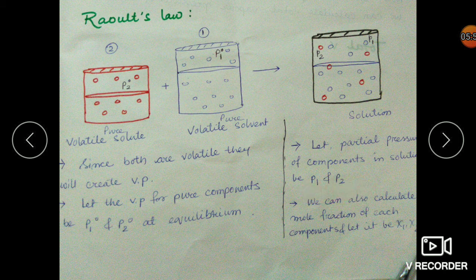And as I told you, we can also calculate the mole fraction of each component, and let it be x1 and x2 for the solvent and solute respectively. So these two things we got in the solution. We got the partial pressure, because here we can't get the complete pressure, it's a part. So we get the partial pressure for solvent and solute in the solution, and we can easily calculate the mole fraction of the components. So that much is the thing.